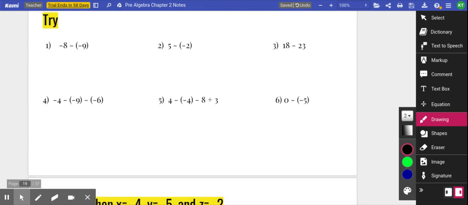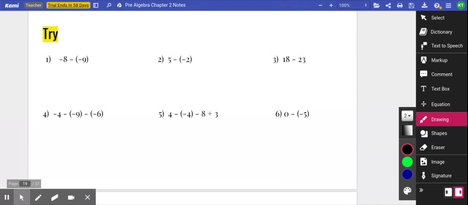All right, take a few minutes and see if you can answer these subtraction problems. No calculator, and I think it'll help to change them to addition. So pause the video here and attempt these problems.